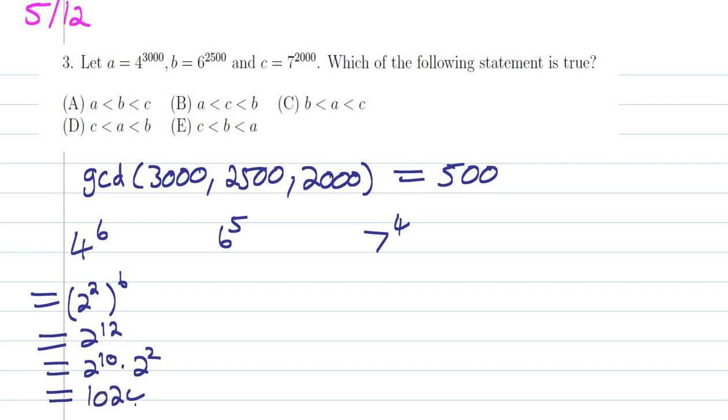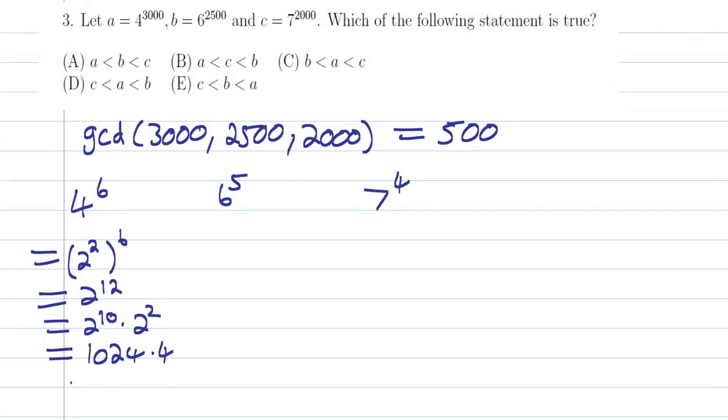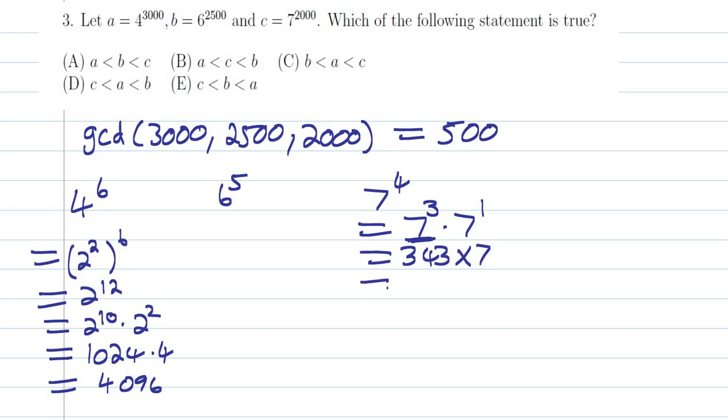It's 1024, so you see 1024. If you multiply it by 4, it's quite clear that this is 4096. Alrighty. So 7 to the power 4 is 7 to the power 3 times 7 to the power 1. What's 7 to the power 3? Anybody? Yep, it's a palindrome. It's 343 times 7. I'm sure you guys can do that calculation.